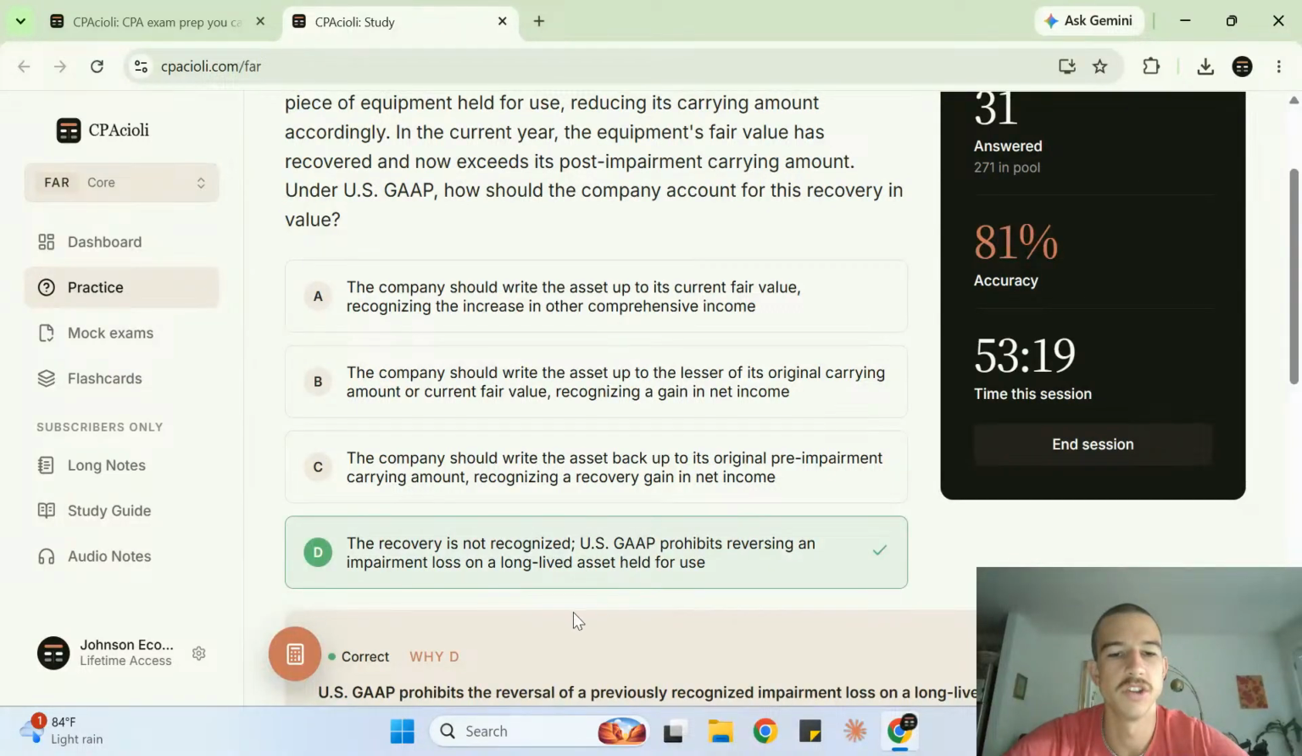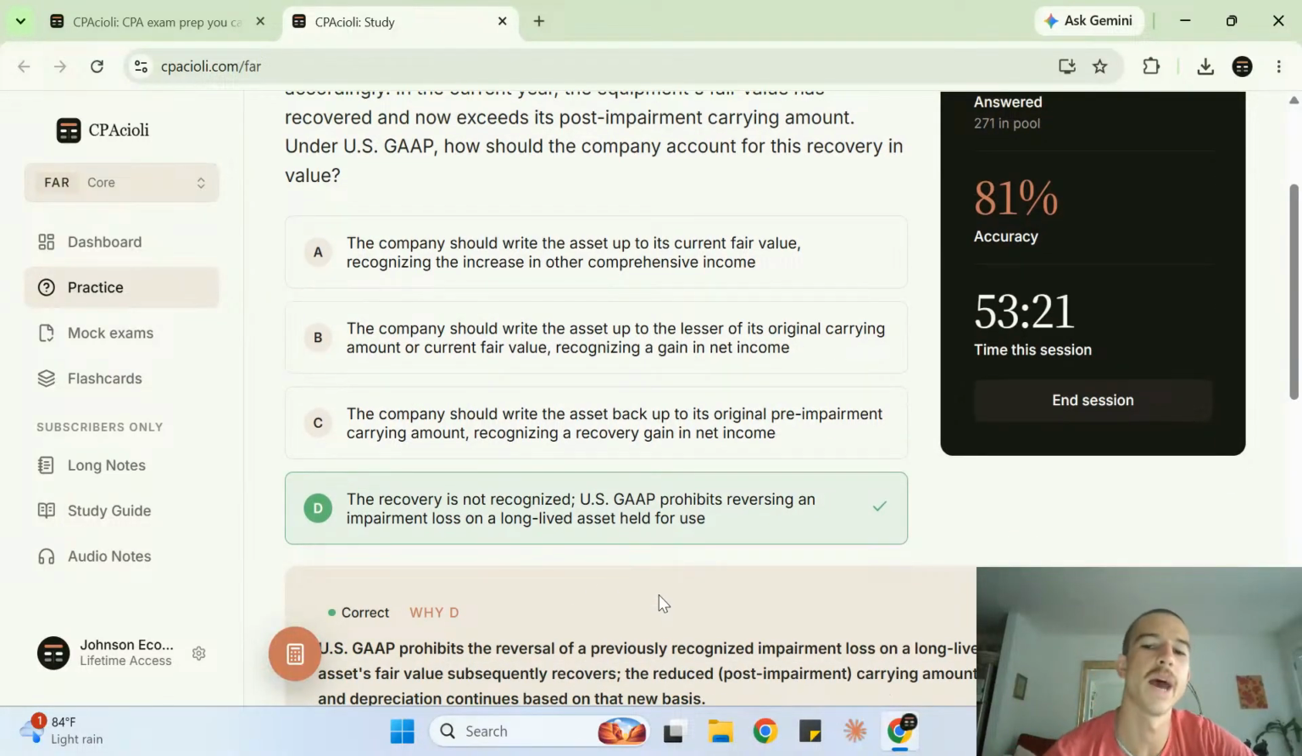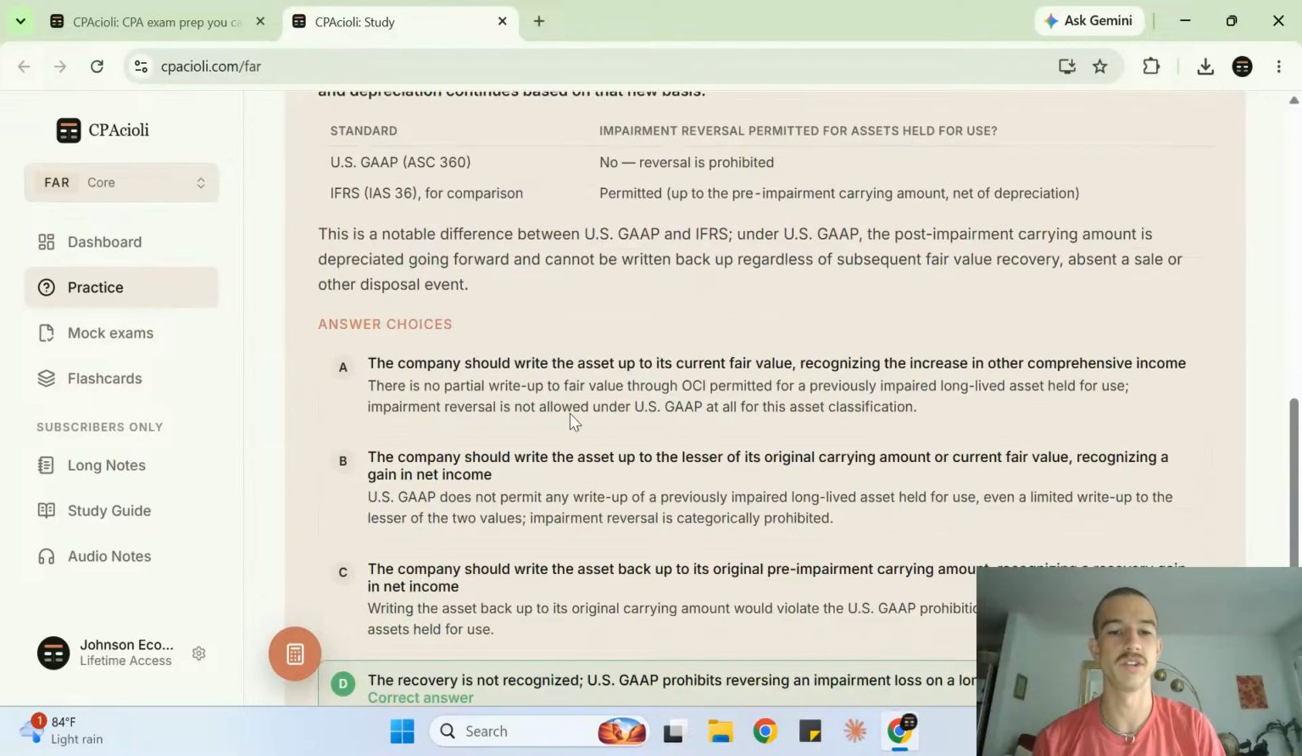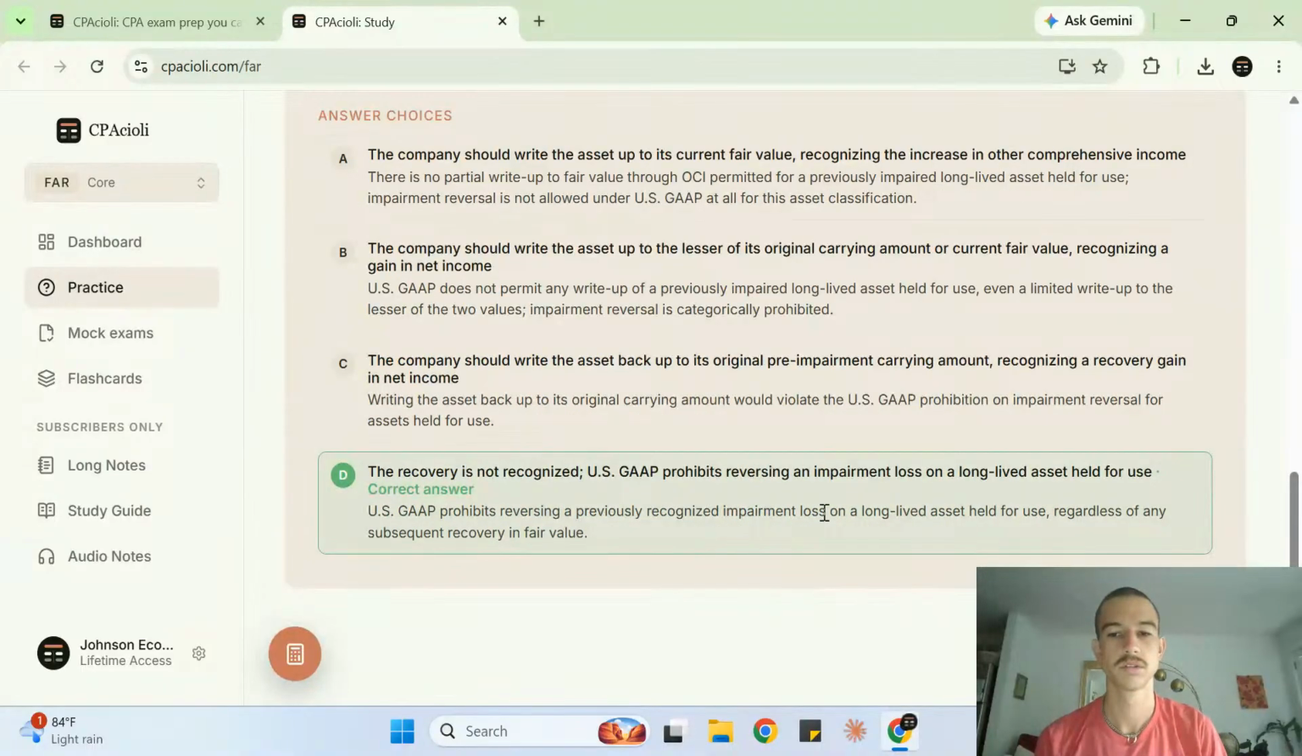Yeah, it's going to be D. The recovery is not recognized. U.S. GAAP prohibits reversing an impairment loss on a long-lived asset held for use. U.S. GAAP prohibits the reversal of previously recognized impairment loss on a long-lived asset held for use, even if the asset's fair value subsequently recovers. The reduced carrying amount becomes a new cost basis, and depreciation continues based on that new basis, because of the conservatism principle of accounting or something.